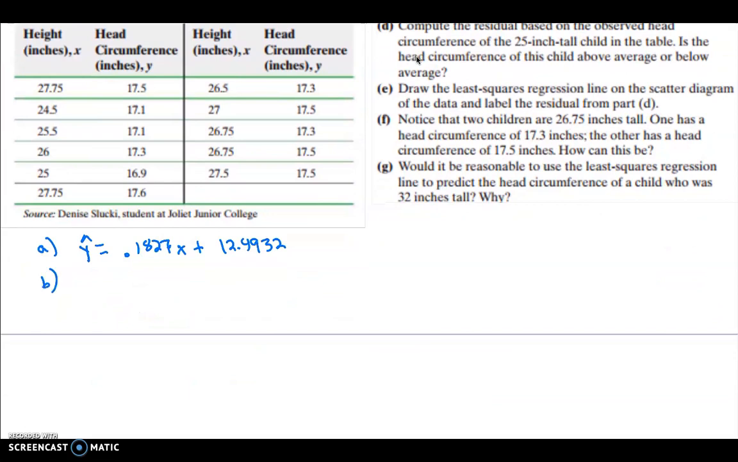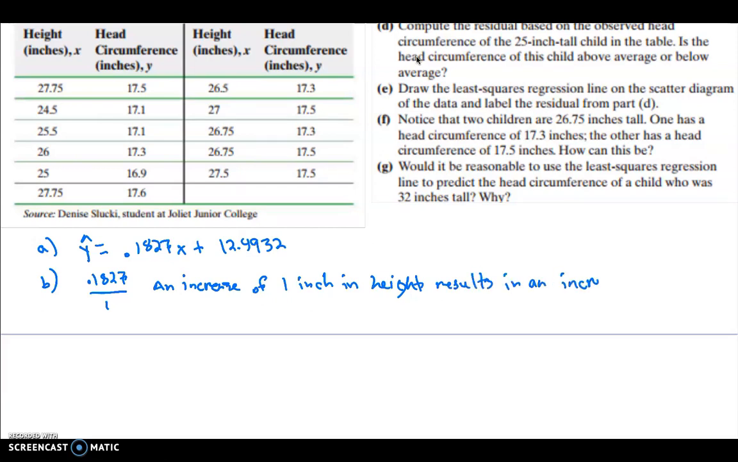Okay, so for our slope, think of it as 0.1827 over 1. So we would say an increase of, again, the denominator is x or height, an increase of 1 inch in height results in an increase of 0.1827 inches in head circumference. And we'll say on average. Again, it's not a guarantee, but that's on average.